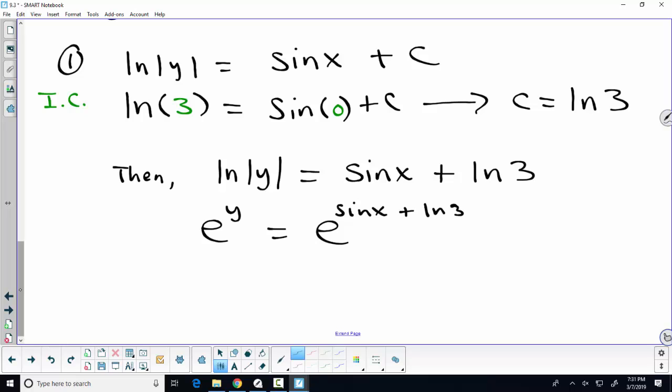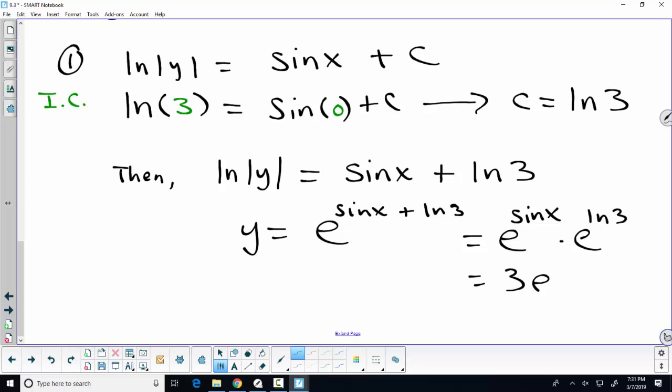That would just be y. And then we write this as e to the sine x times e to the ln of 3, and that's just 3 times e to the sine x. So the top one is the implicit form, which would be correct if that's what it was asked for. And then the bottom one is actually the solution.